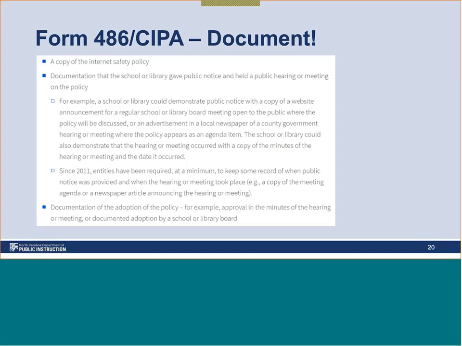And since 2011, entities have been required at a minimum to keep some record of when public notice was provided and when the hearing or meeting took place. So you'll want to make sure that you get a copy of your board or your meeting minutes and your agenda showing that it was on the agenda list of that meeting to go over your safety policy. And then the documentation that you adopted the policy. So approval in the minutes. So not only that it was on the minutes themselves, but shows that it was approved or the motion was approved.